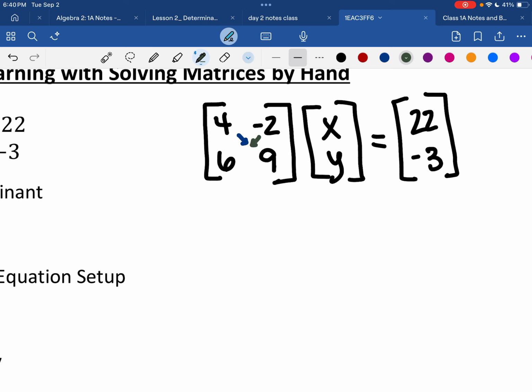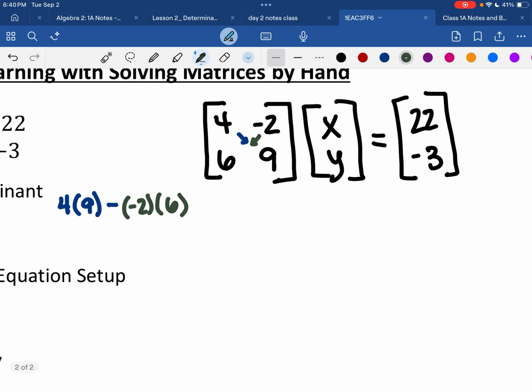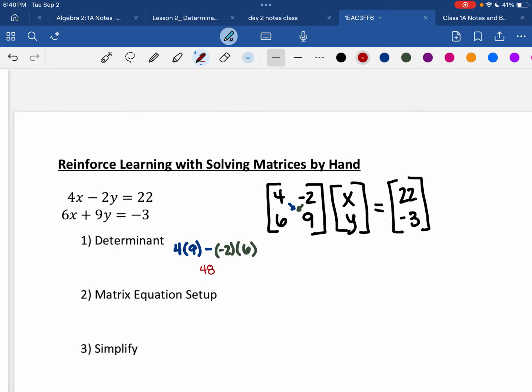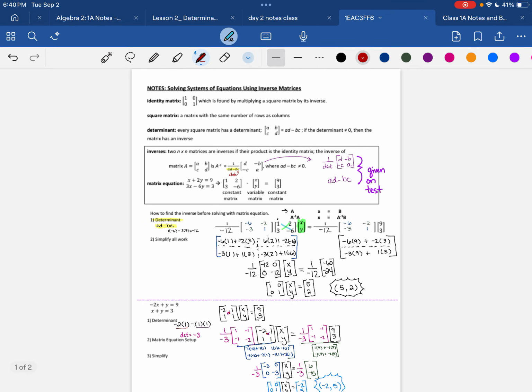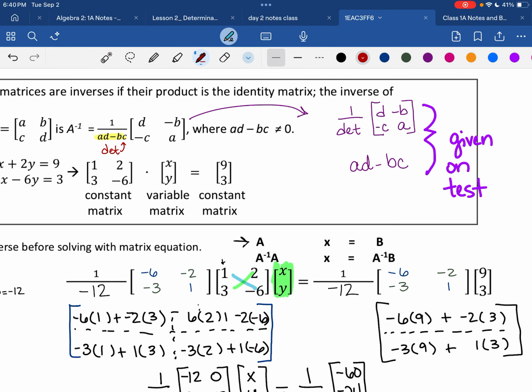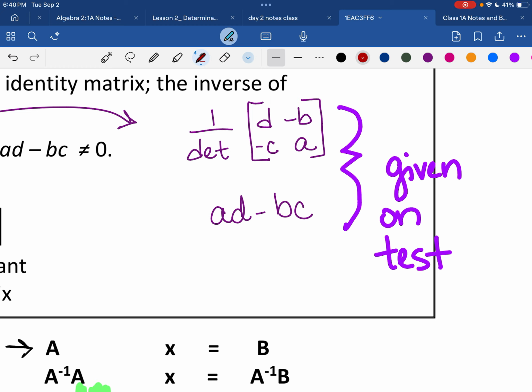So over off to the side, I would have 4 times 9 minus negative 2 times 6. And that value is going to be 36 minus a negative 12, which is going to come out to be a positive 48. All right. So with that being a positive 48, I'm going to set up my inverse. And from in class, we are going to set up 1 divided by the determinant, and then we're going to set up this matrix here.